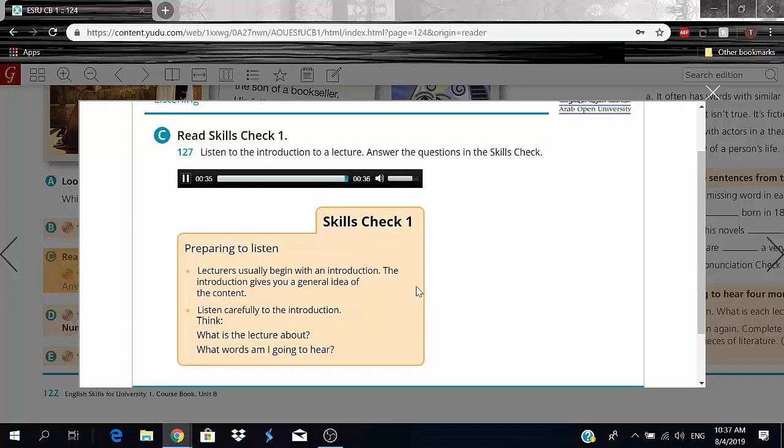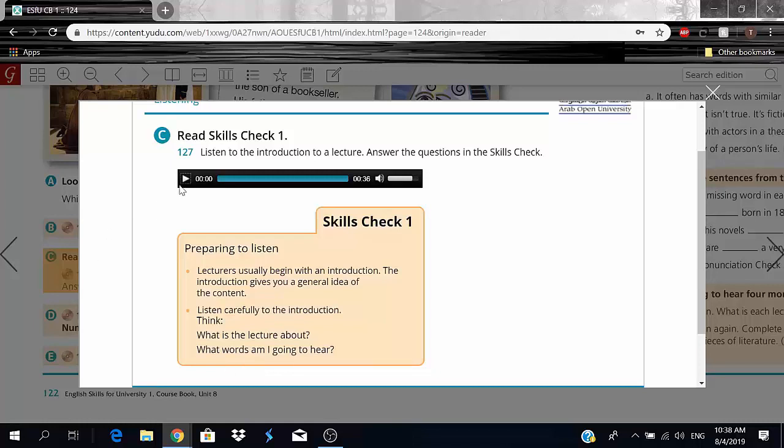Now I hope you're able to grasp what I'm trying to tell you. Ask yourself these questions after the introduction. What is the lecture about? From what I just heard, I know for a fact that the lecture is about art, and specifically paintings. And we know that we have old paintings and modern paintings. So what words am I going to hear exactly? I'll probably hear a lot of art, paintings, the word modern, hundreds, years, a lot of words. And that is how it's supposed to be done.